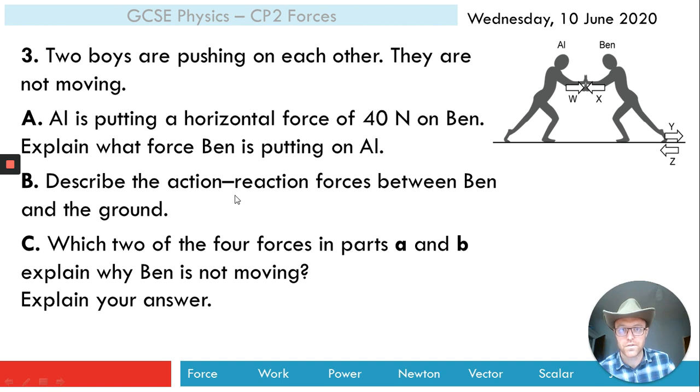Describe the action-reaction forces between Ben and the ground. If Ben is not moving, what force must he be putting on the ground, and what force must the ground be putting on him? Have a think. And see which two of the four forces in parts A and B explain why Ben is not moving. Explain your answer. What must be the case if Ben is stationary? Think about Newton's first law. Okay, and perhaps balanced forces might be important. And have a go explaining your answer.